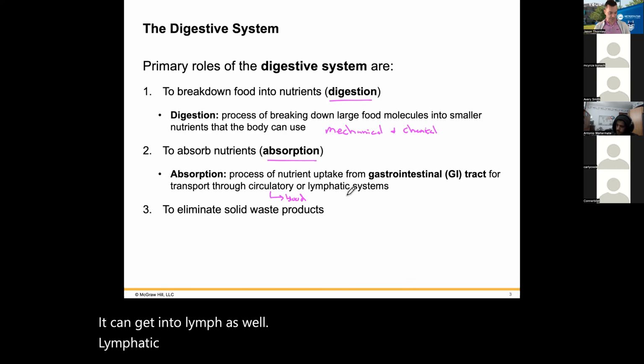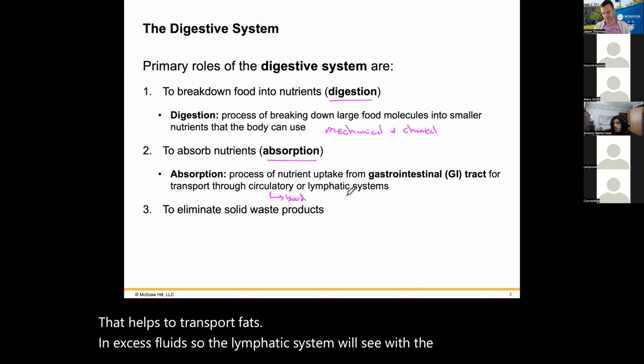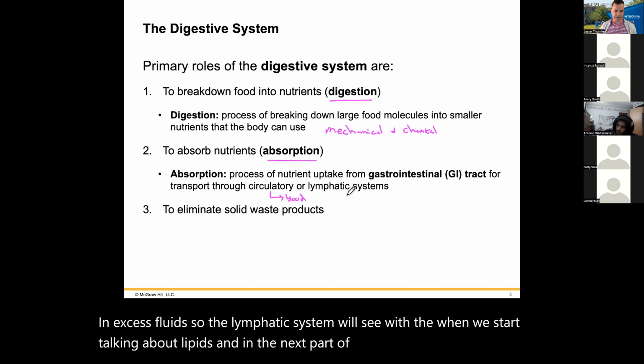Lymphatic system is this delicate system of tubes that helps to transport fats and excess fluids. So the lymphatic system we'll see when we start talking about lipids in the next part of the class. Third major function is to eliminate solid waste.